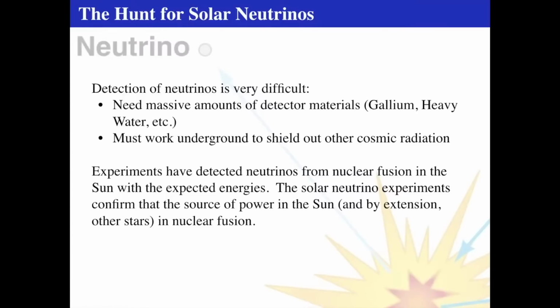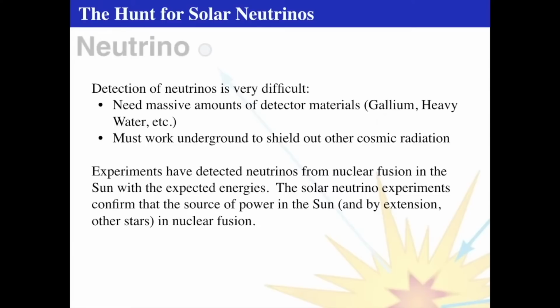In any event, so the hunt was on, and the detection of neutrinos is really hard. So initially, people said, let's take some very heavy materials like gallium or heavy water or something like that. You get a lot of material, and you really need to work underground because there are cosmic rays, meaning there are things that also create neutrinos high in the Earth's atmosphere.